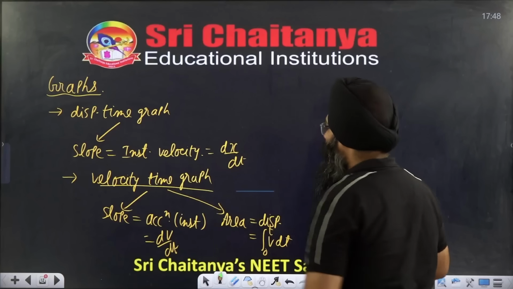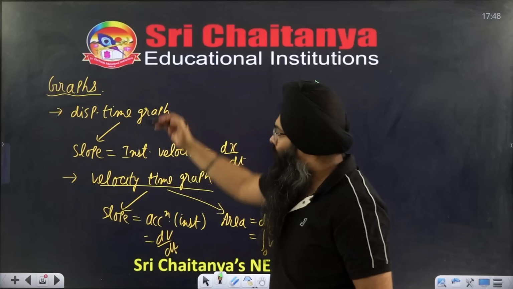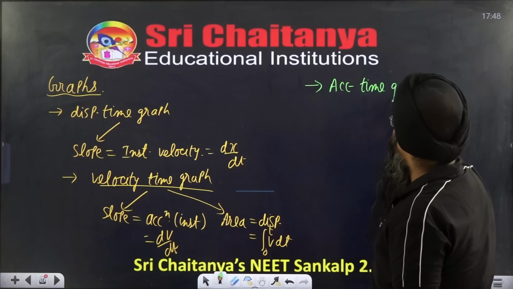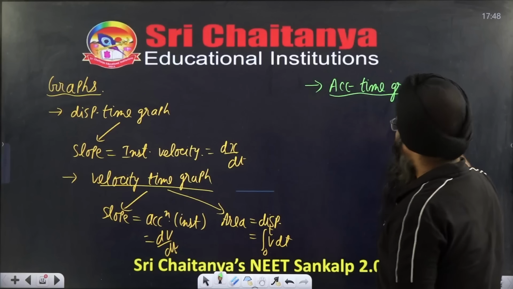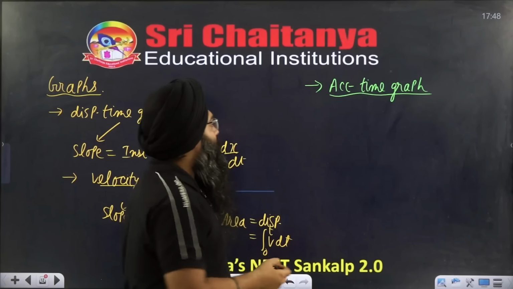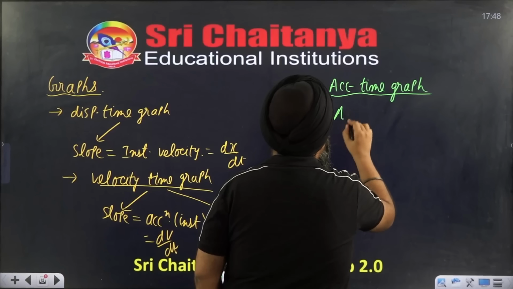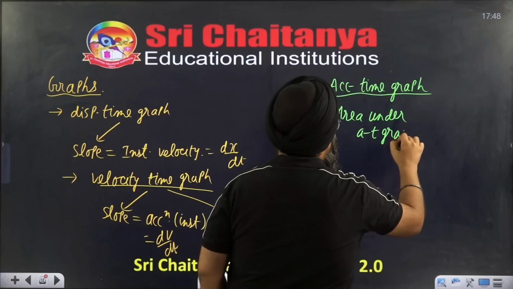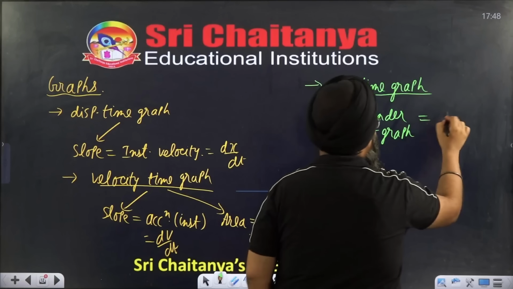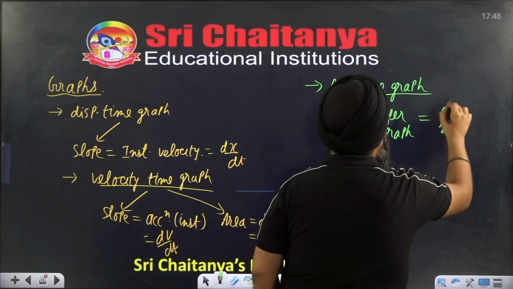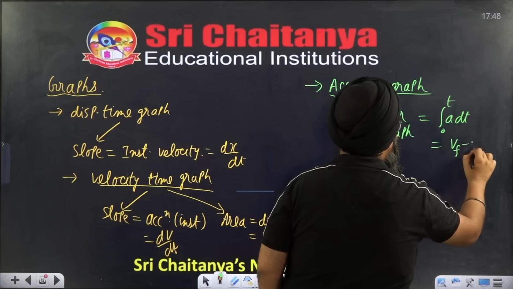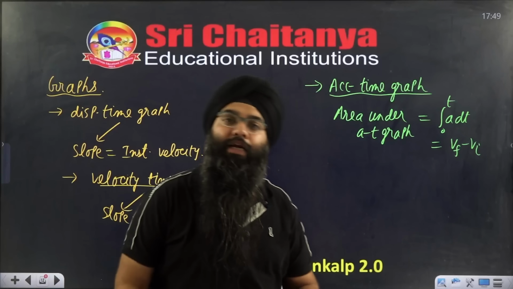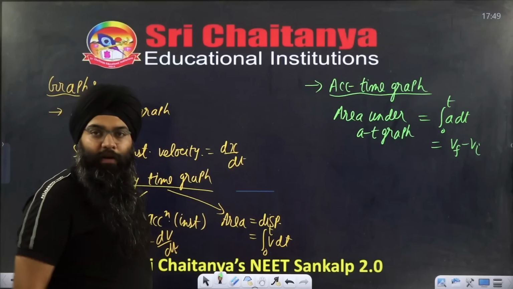This is the displacement time graph, this is the velocity time graph. Now I will calculate the acceleration time graph. I'm just giving you some basic information about all the graphs, what is important in calculating them. So what will happen in the acceleration time graph? The area under the AT graph will give me integration of a dt from 0 to t, which is nothing but the change in velocity, v final minus v initial. Always remember, the area under the AT graph gives the important information of change in velocity, delta v.